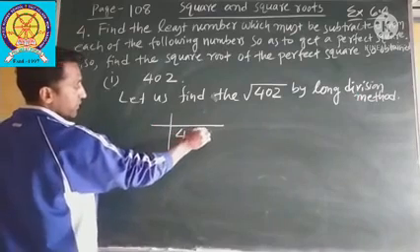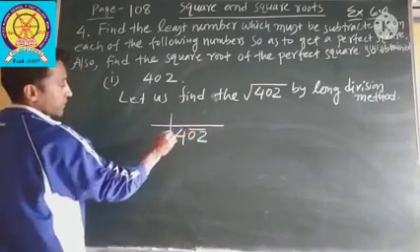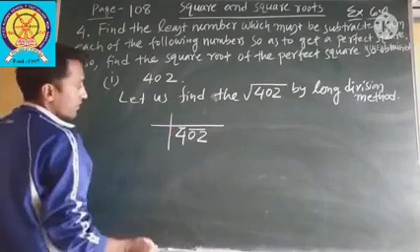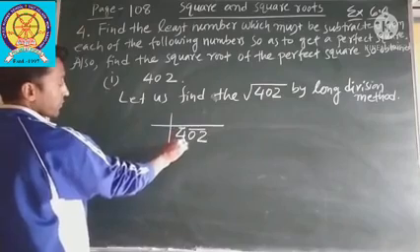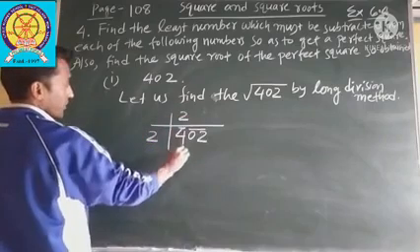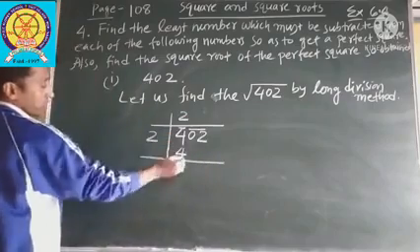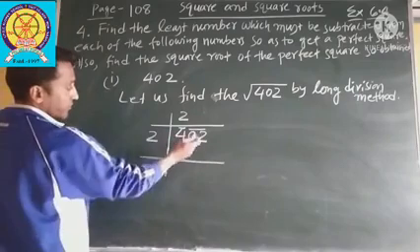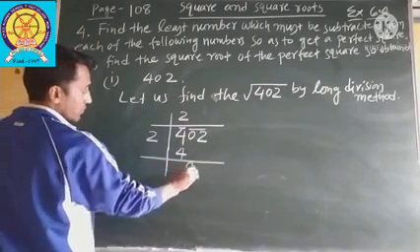To find the square root, first we make pairs from the one's place. So you see one single digit is left, which means you have to find a number whose square is at most 4. We know that 2 into 2 is 4. Now 4 minus 4 is 0. So what is the next pair? You bring down the next pair, 02.